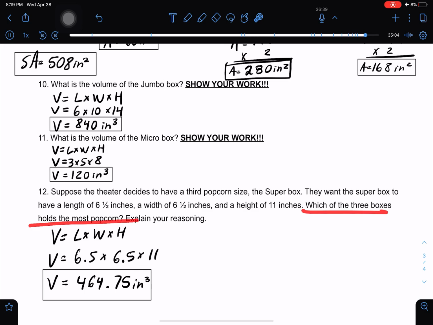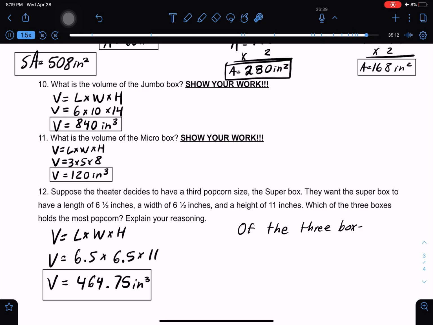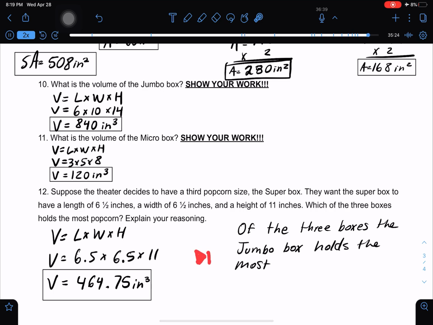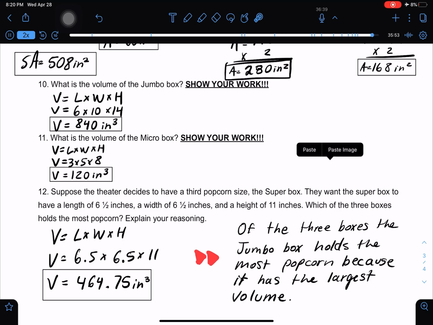I'm going to go ahead and say, of the 3 boxes, the jumbo box holds the most popcorn because it has the largest volume. And again, anything along these lines will be a good response.